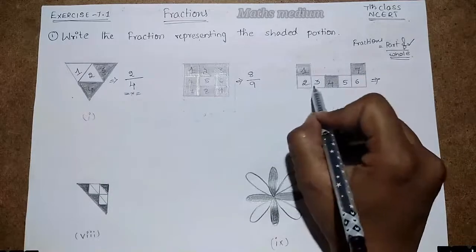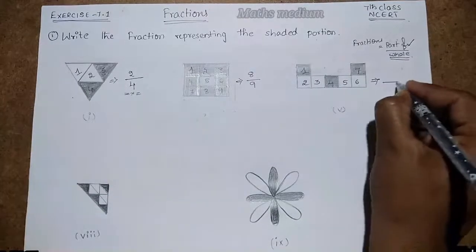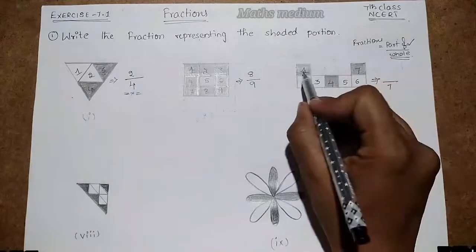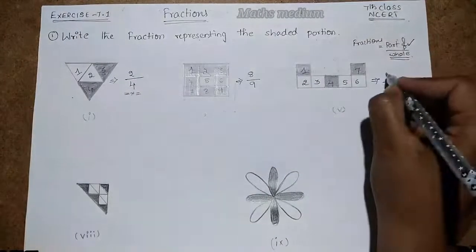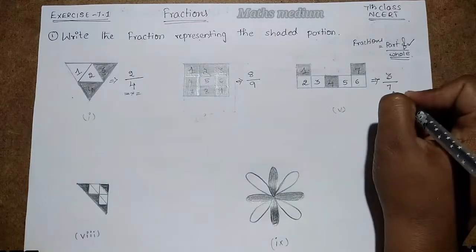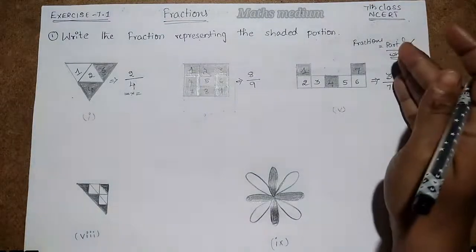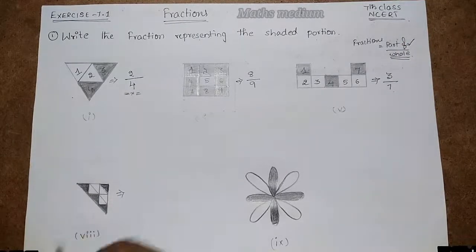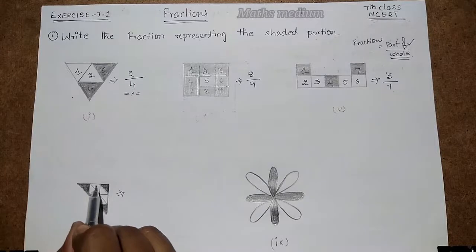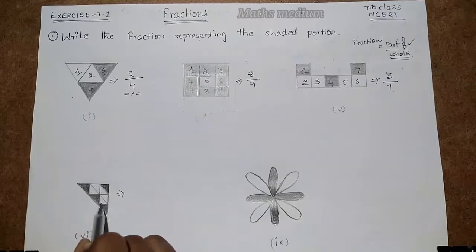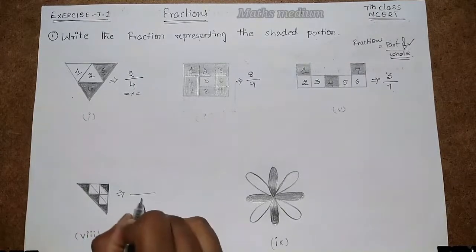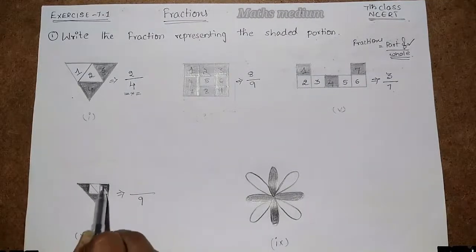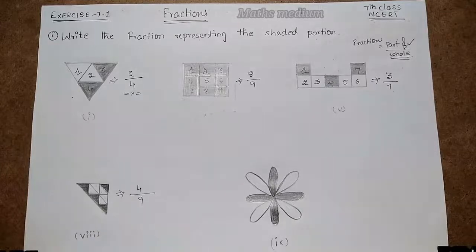If you don't want to write the numbers on this, you can skip this step. So here 1, 2, 3, 4, 5, 6, 7. 7 parts is the denominator. And how many shaded portions? 1, 2, 3. 3 portions are shaded. So this is the representation of the given figure. Next, coming to here, this is also an equally divided figure. Here 1, 2, 3, 4, 5, 6, 7, 8, 9. So 9 parts are given and the shaded portions are 1, 2, 3, 4. So 4 parts are shaded.